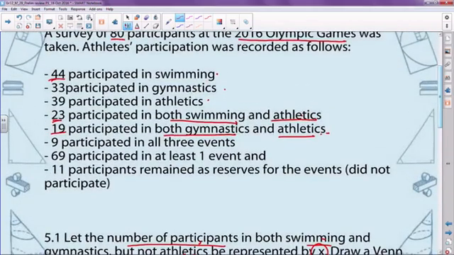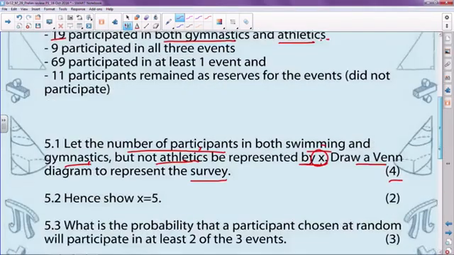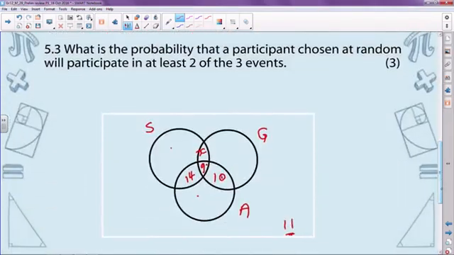We've got 44 people participated in swimming. So how many people participated in swimming alone? I want to fill in this section now of my circle. So to get that, I say 44 minus the number of people who competed in swimming and athletics, minus the number of people who competed in all 3 events, minus the number of people who competed in swimming and gymnastics. All right, so 44 minus 23 minus x, and I'm going to get 21 minus x people competed in swimming alone. We go through the rest of that.